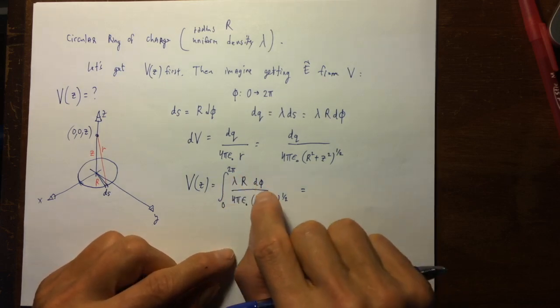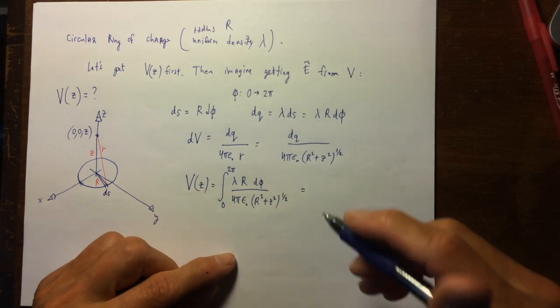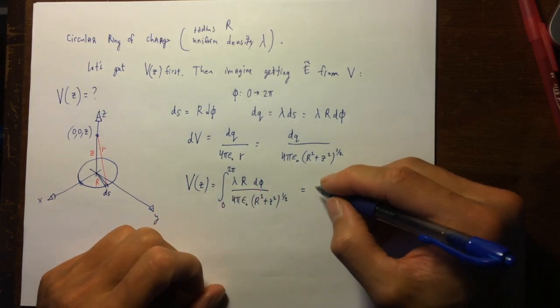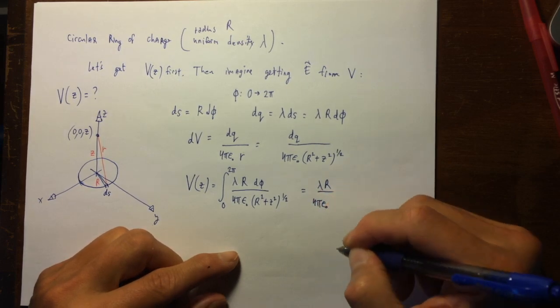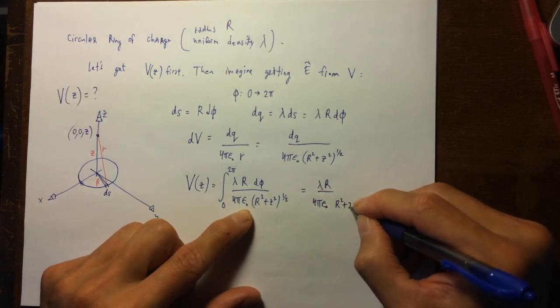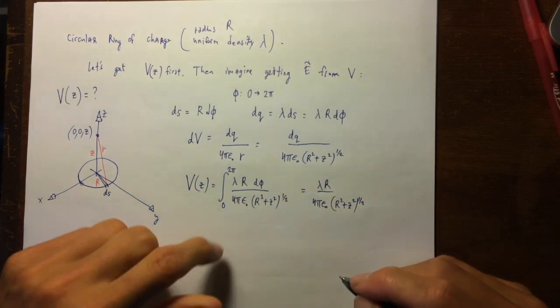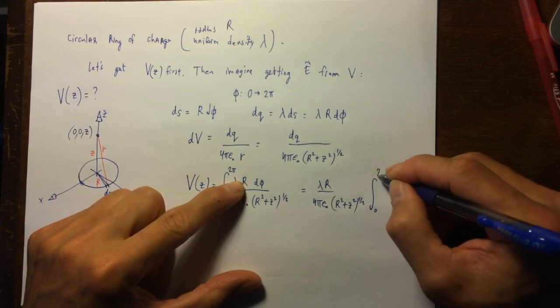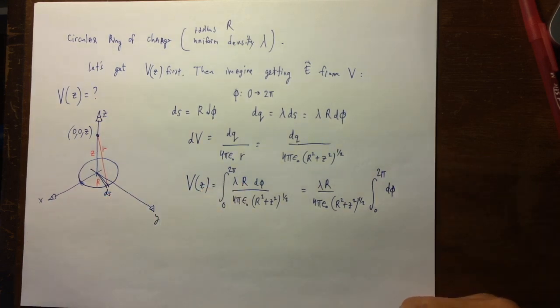Nothing in here depends on phi except for d phi. So it's just the clock hand. So it'll be lambda r over 4 pi epsilon naught times (r squared plus z squared) to the 1/2 power. And then you integrate from 0 to 2 pi of d phi. Cool.